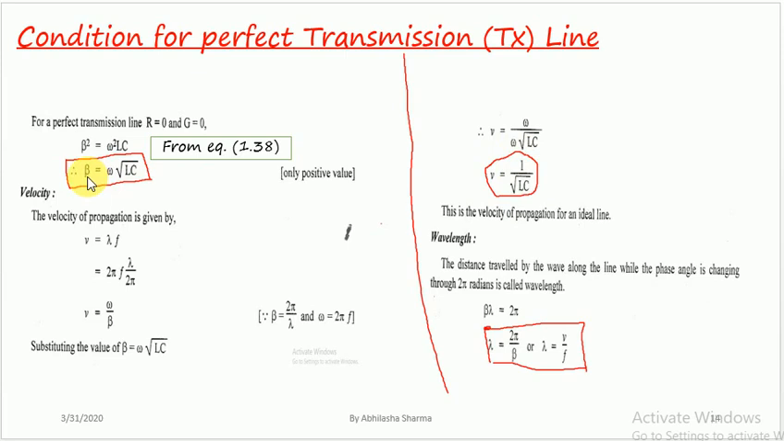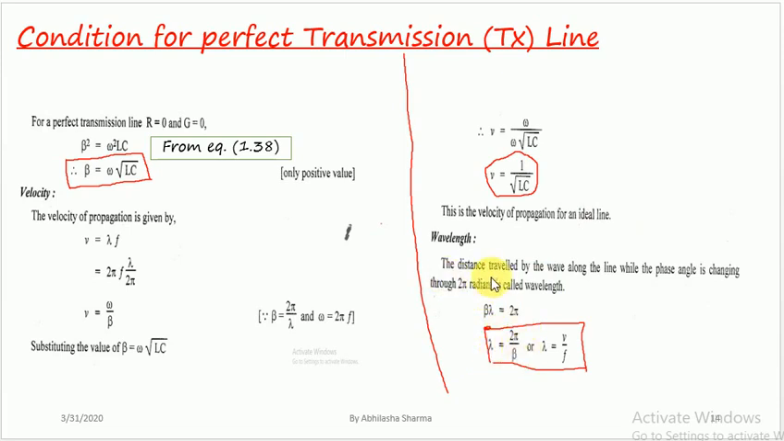Similarly, here we have to calculate the beta in terms of the omega and the primary parameter for the perfect transmission line. Okay, I think you have got it at this point. And whenever you want to calculate the wavelength, the formula for calculating the wavelength is 2 pi by beta.